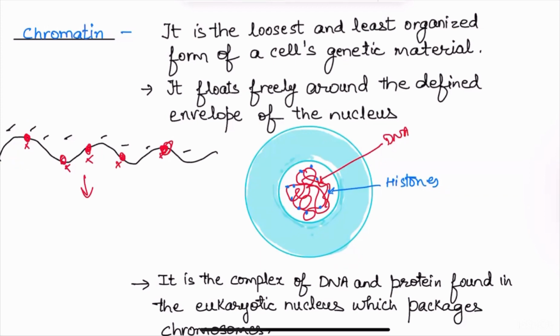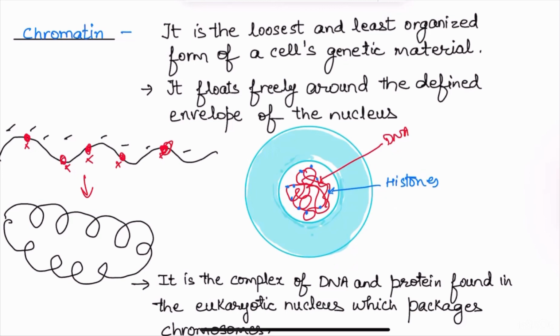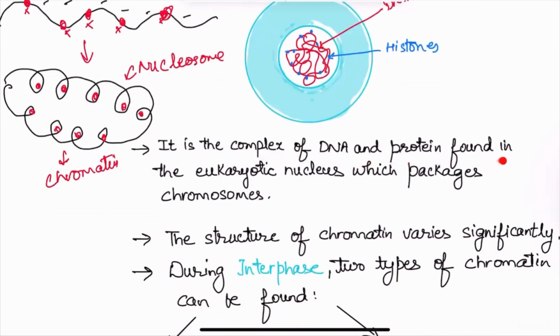Now, the next step is DNA and histone proteins together, they will form a loosely formed complex called nucleosome. When this nucleosome further condenses, it forms chromatin. So, chromatin is the loosest and least organized form of a cell's genetic material. It floats freely around the defined envelope of the nucleus. It is the complex of DNA and protein found in the eukaryotic nucleus which packages chromosomes.